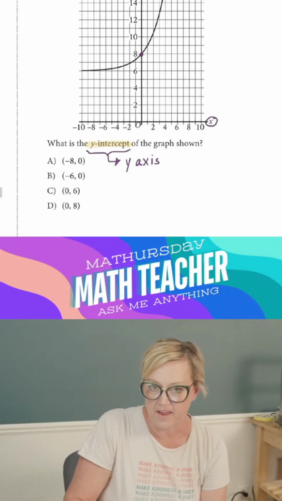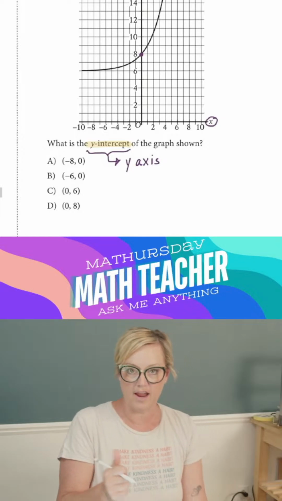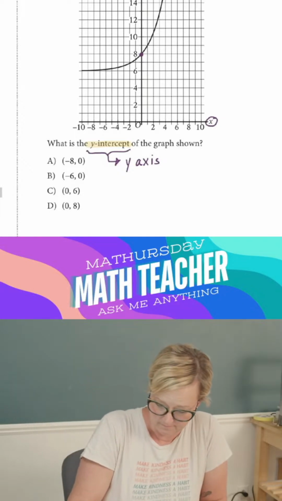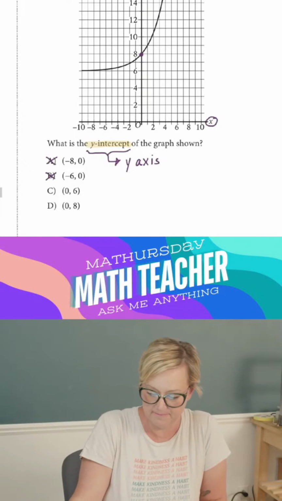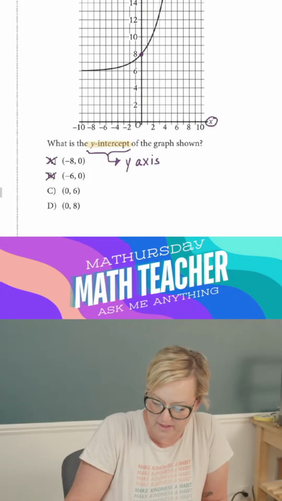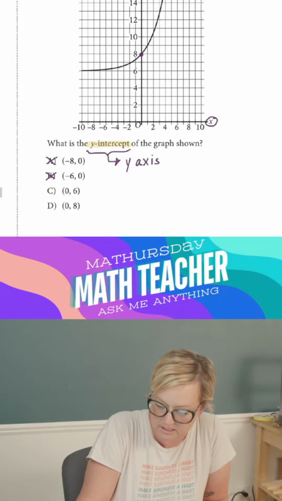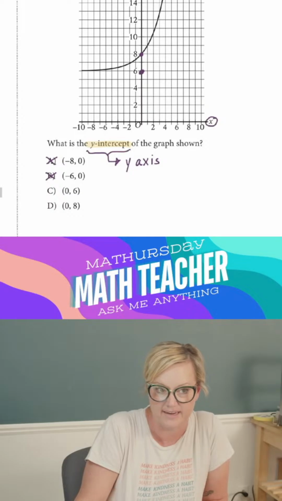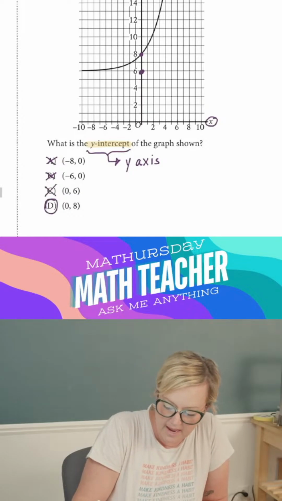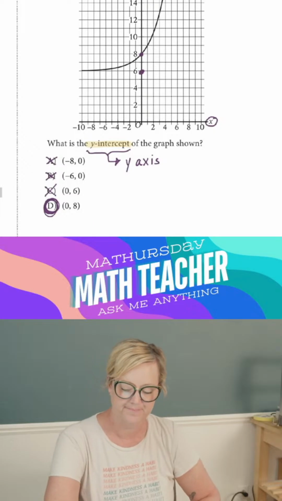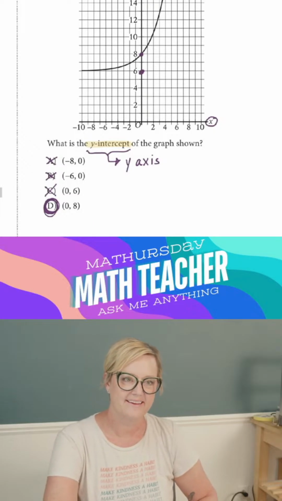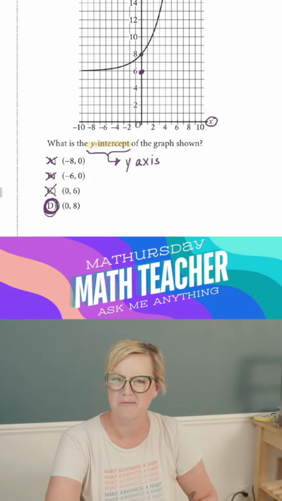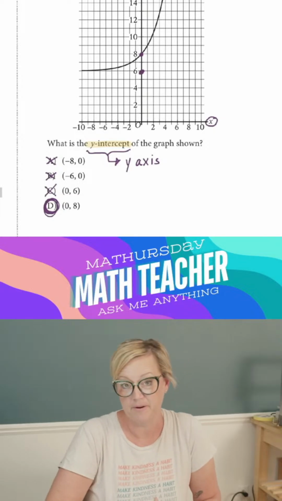So I'm not moving either direction on the x-axis, so my x value is 0. Right away that takes out A and B. And then we don't go up to 6. (0, 6) would be here, and that's not quite where it crosses the y-axis. So the answer here is D again. Interesting. I think yesterday we were getting C for everything, or B, I can't remember what letter we were getting every day. But apparently now it's D.